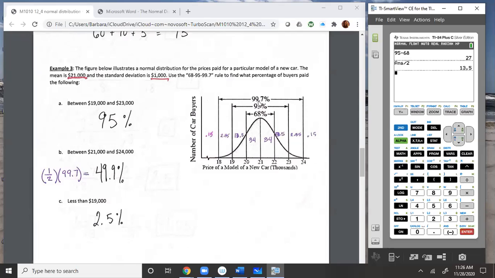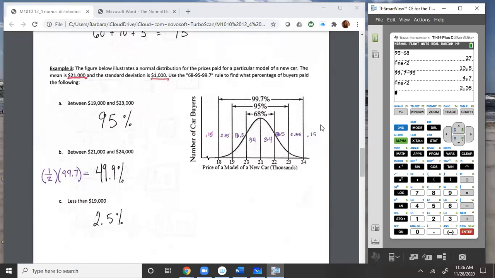So 99.7 minus 95 is equal to 4.7. That's what's left here in the outside regions. So divide by 2. That is equal to 2.35%.